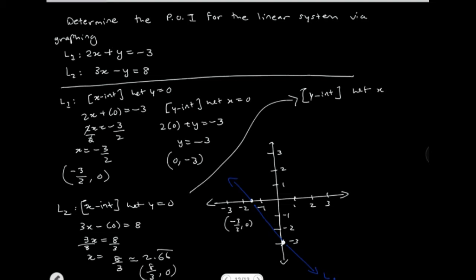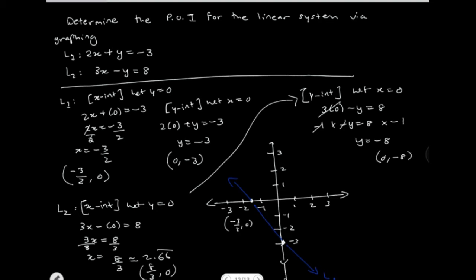Now I'm going to find the y-intercept for this line 2. I'm going to let x equal 0. If I let x equal 0, you get 3 times 0 minus y is equal to 8. You can see this cancels out. Negative y is equal to 8, so if I multiply this by negative 1 to get rid of the negative, y here is equal to negative 8, right? So you can see that the y-intercept is 0 and negative 8.